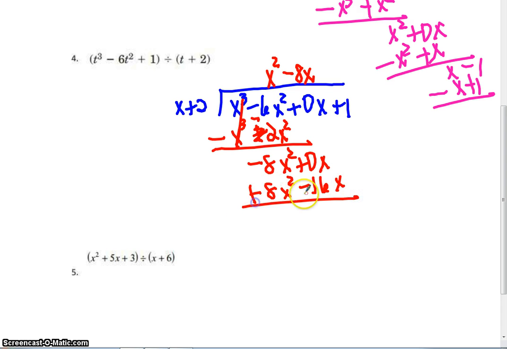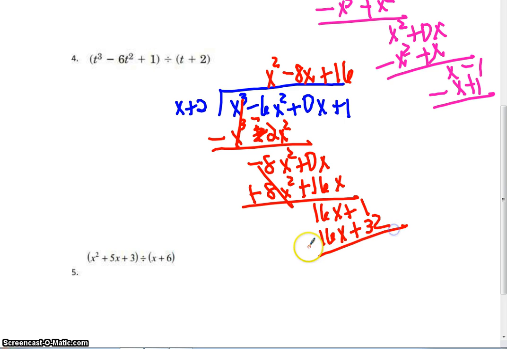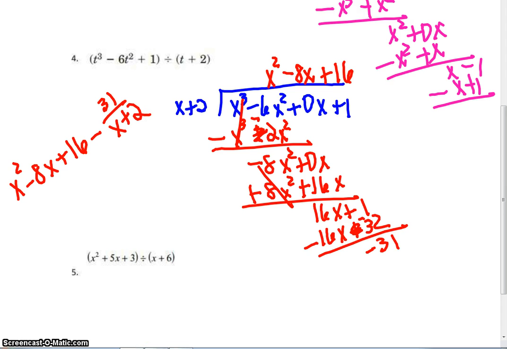Draw a line, change your signs. You have a 16x. These cancel. Bring down your plus 1. You would have to multiply it by a positive 16, so plus 16. 16x plus 32. Draw a line, change your signs, and that's a negative 31. So your answer is x squared minus 8x plus 16 minus 31 over x plus 2.